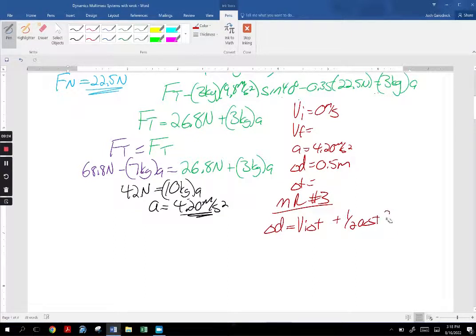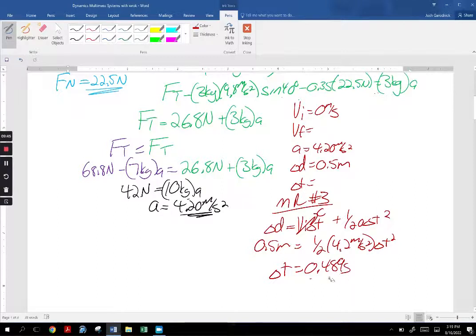Math rep number 3. We've got 0.5. This goes to 0. How convenient. Equals 1/2 the acceleration, 4.2 meters per second squared times the time squared. And I get delta t is, that's interesting. Now, my old answer was 0.489 seconds. I'm not sure if it's exactly the same because my acceleration was different before. But that's basically it. That's the strategy.